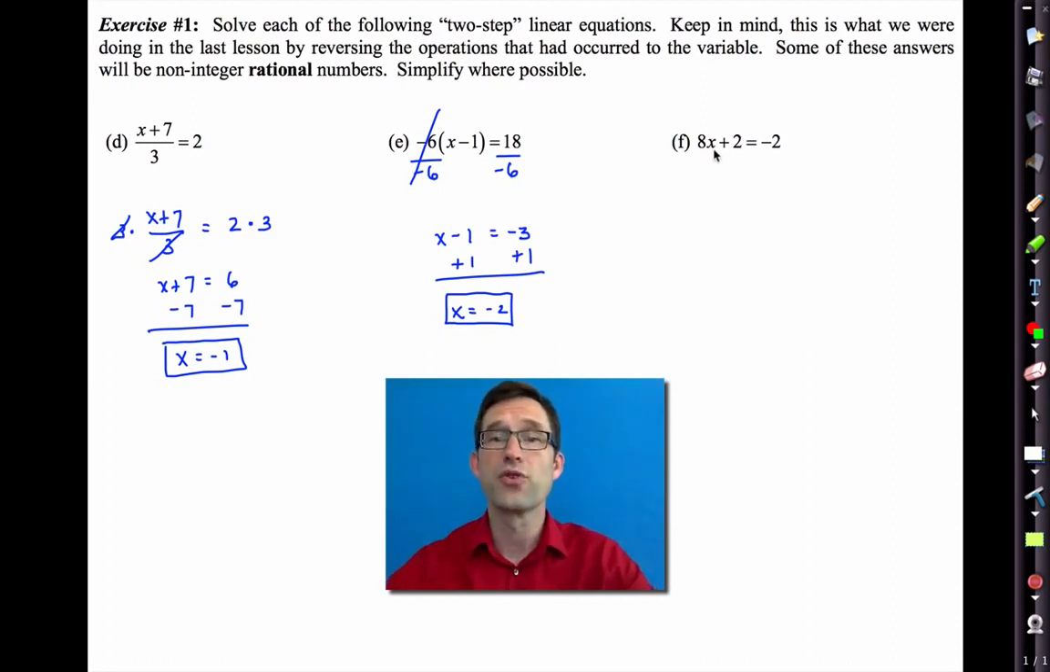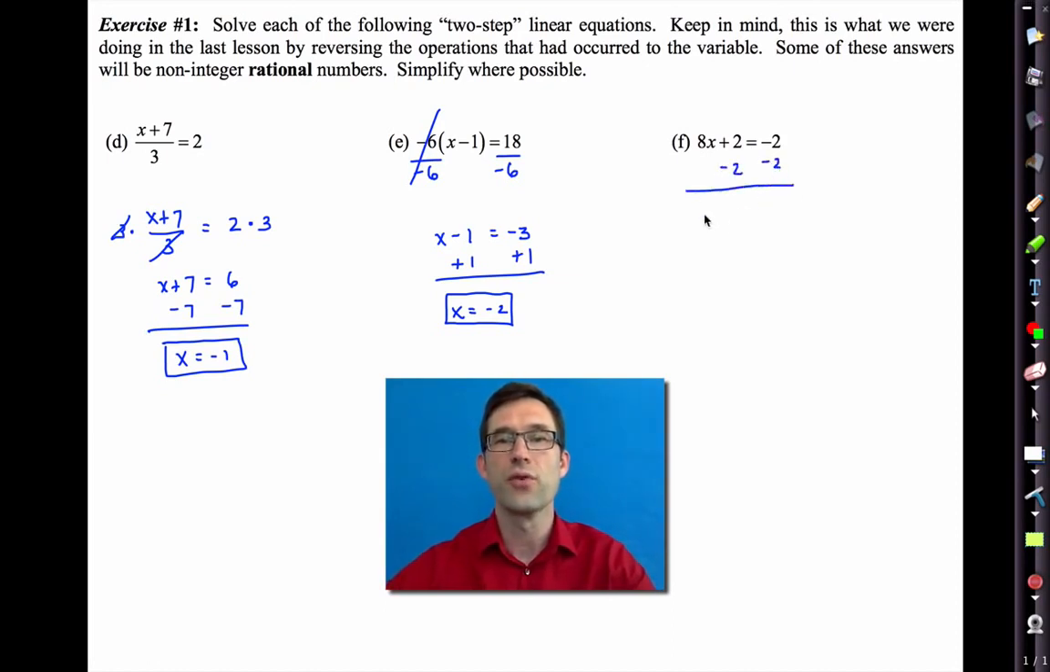Letter F, pretty easy to interpret. We've got 8, we've multiplied x by 8, then we've added 2. So we'll get x all by itself, isolating x by subtracting 2 first. Be careful. Some people will tell me that negative 2 minus 2 is 0, but negative 2 and negative 2 gives me negative 4. Divide both sides by 8, and be careful.